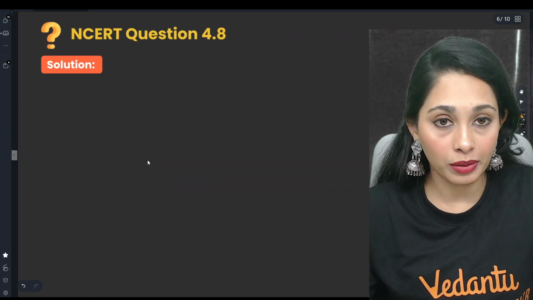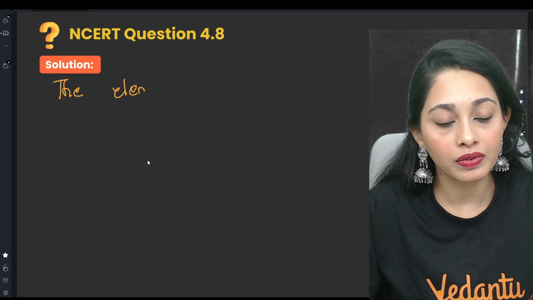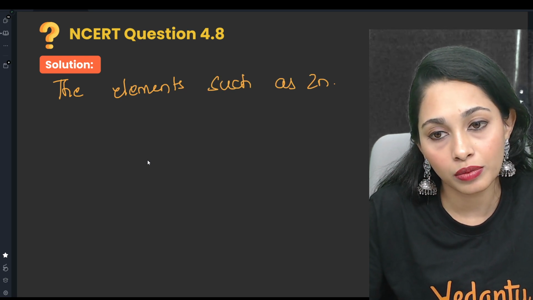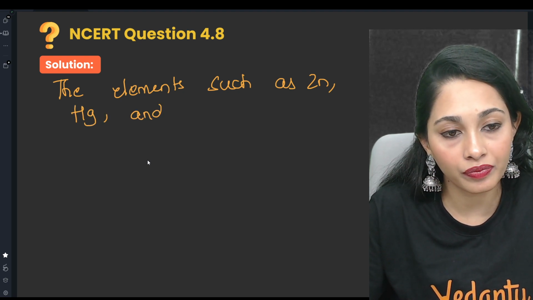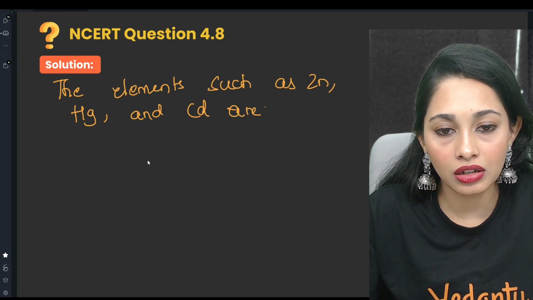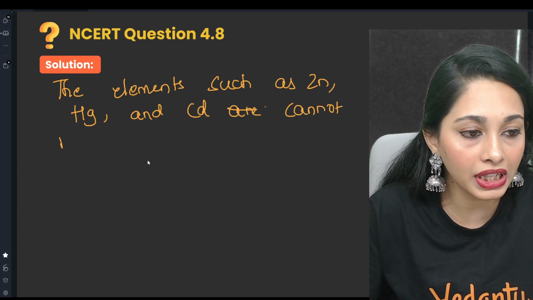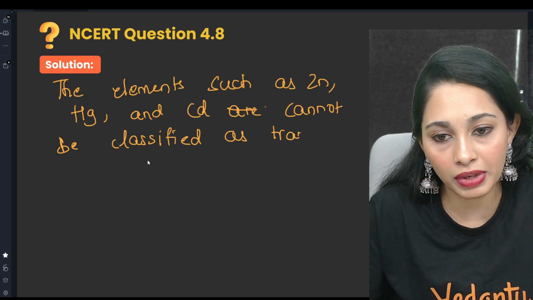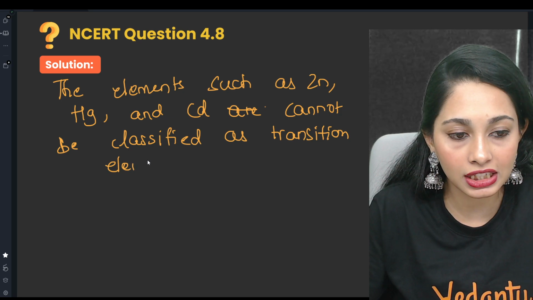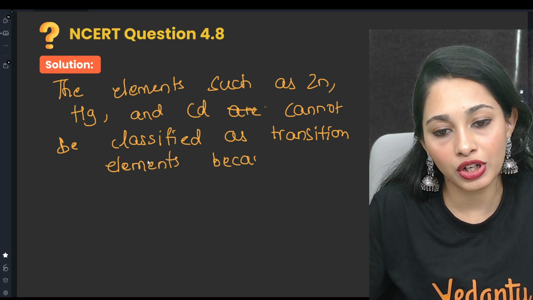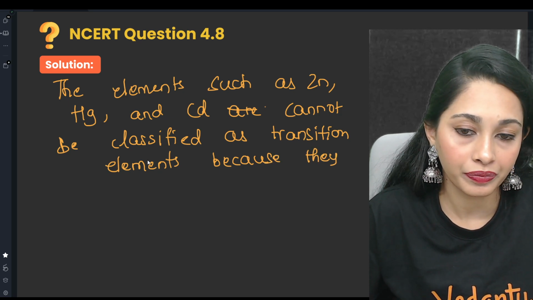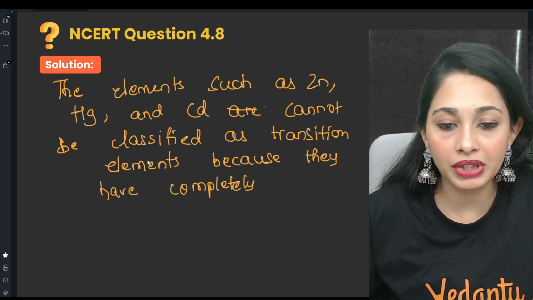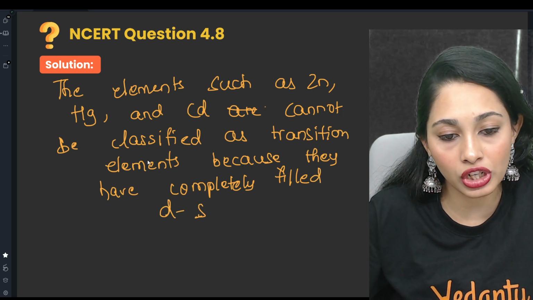Okay, but there are a few elements, such as zinc, mercury and cadmium, that cannot be classified as transition elements because they have completely filled d, as in d10, completely filled d subshell.